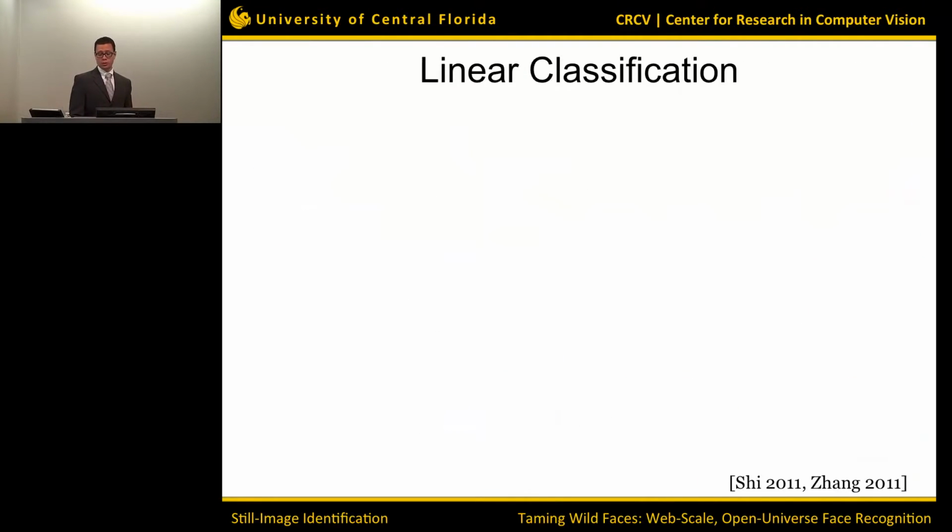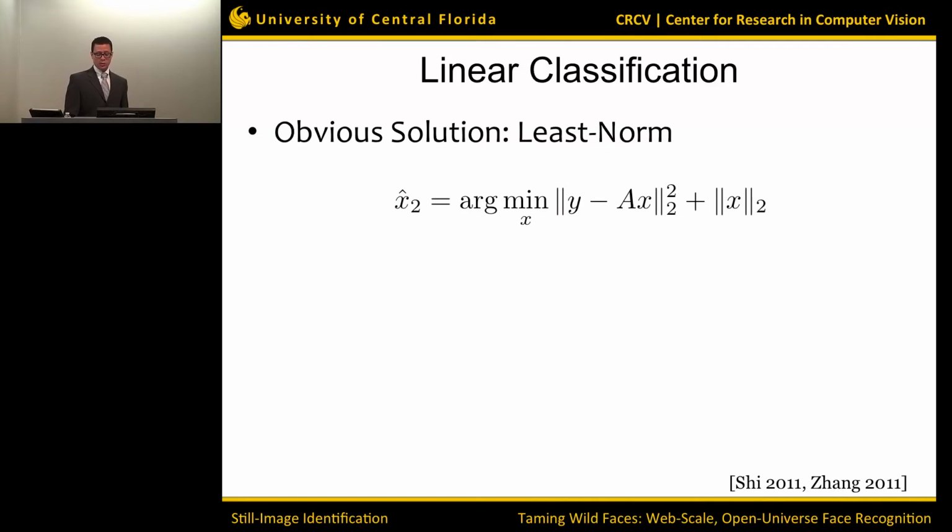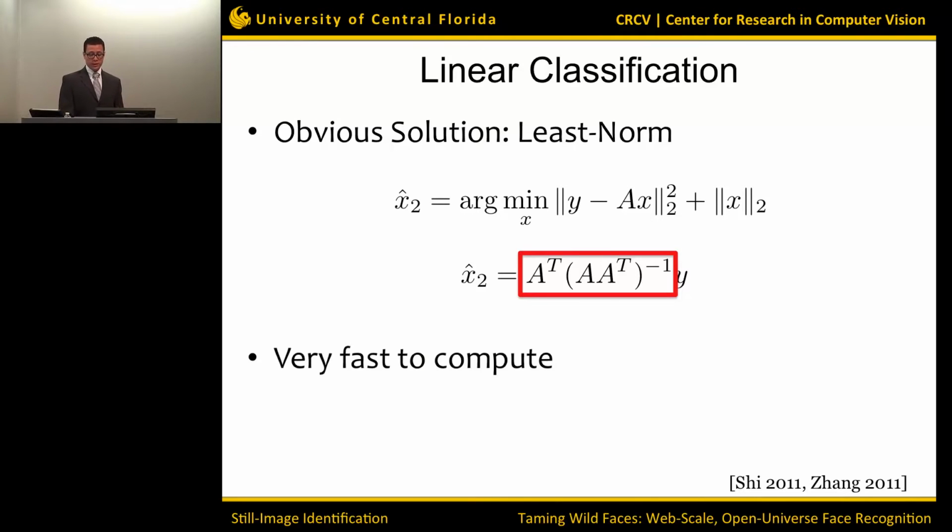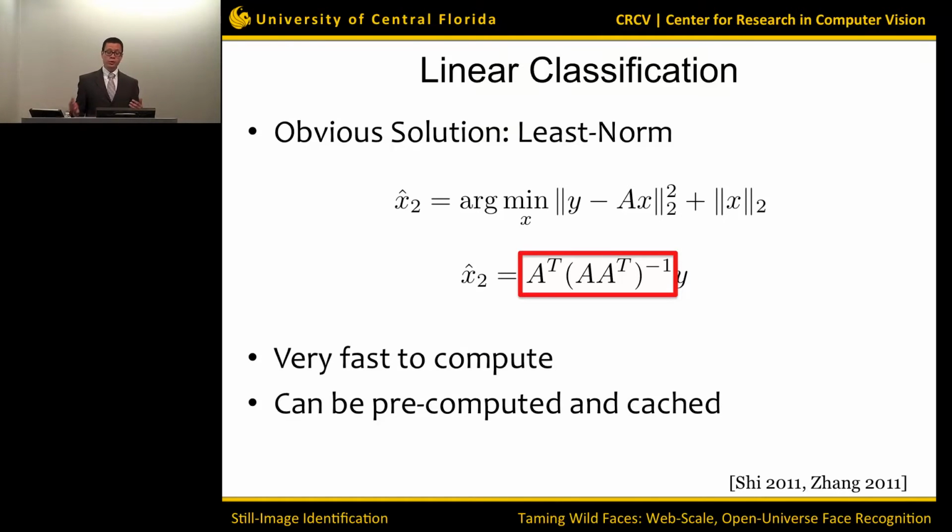So the obvious solution is to look at the least norm, and so what we do is minimize the residual error between the test frame and its representation from the dictionary, while imposing an L2 norm on the coefficient vector, so that we can find a unique solution to this underdetermined system. We can do this via the pseudo inverse, and the best thing about this is that it's very fast to compute. You can even pre-compute it and cache it, so that given a new test face, you just multiply it by this pseudo inverse and get the coefficient vector very quickly.